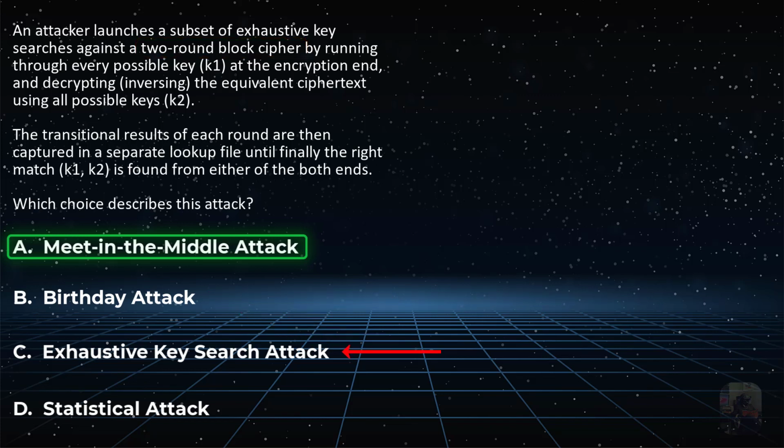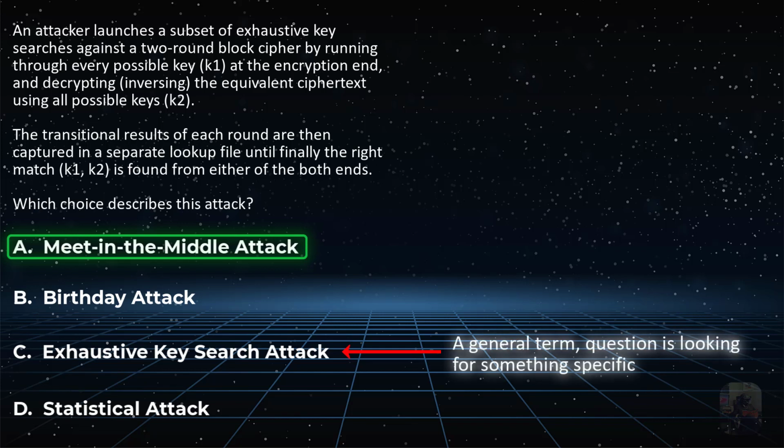Why isn't it choice C? The question talks about exhaustive key searches, so why isn't choice C, exhaustive key search attack, the answer? Choice C is a general term for brute force attacks. The question is talking about a very specific type of attack. Choice C is a general term.